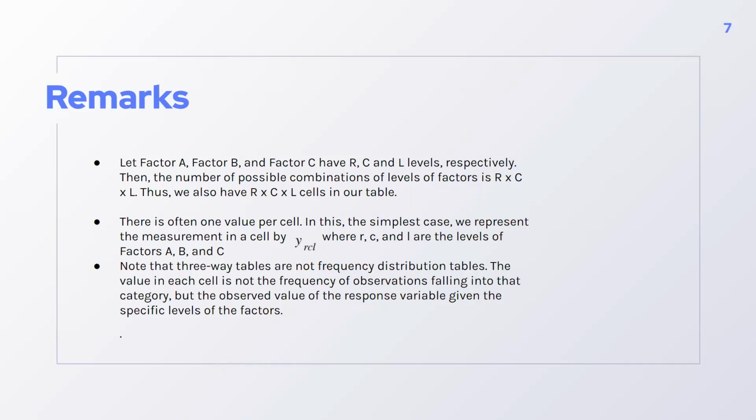Third remark. Note that the three-way tables are not frequency distribution tables. The value in each cell is not the frequency of the observations falling into that category, but the observed value of the response variable given the specific levels of factors.